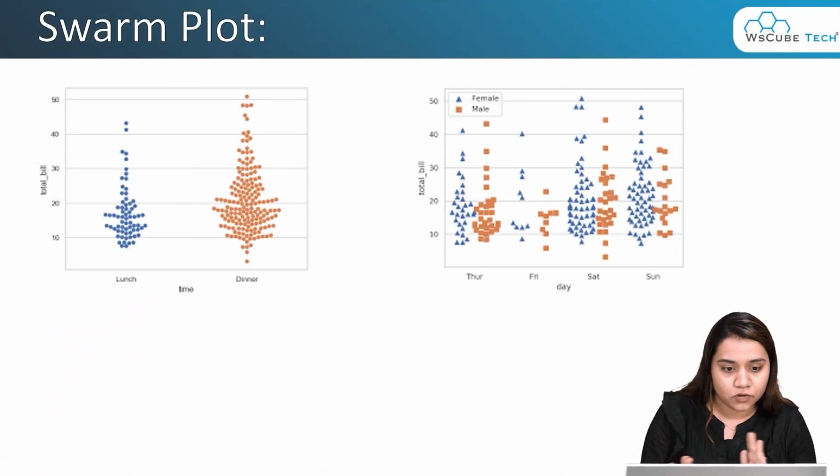So guys, in our previous session we covered what relational plots are, and in today's session we will be talking about swarm plots. So guys, what are swarm plots? They are very similar to strip plots, but there is only one small difference. What difference is there? Because they look almost the same.